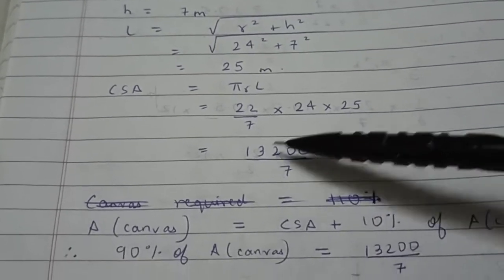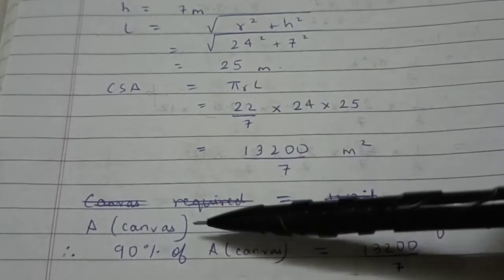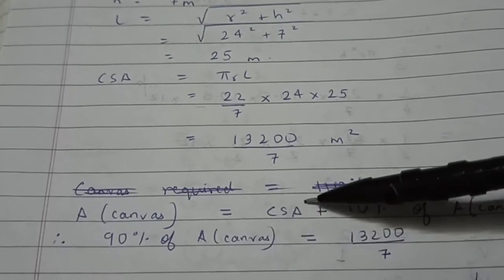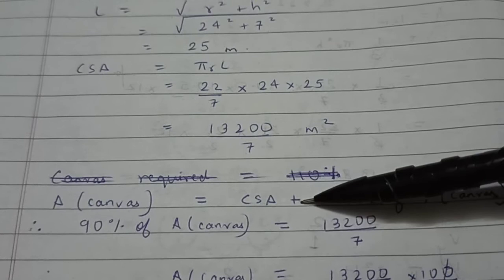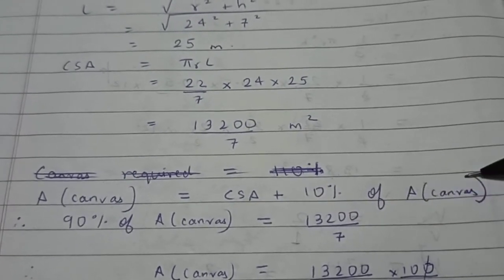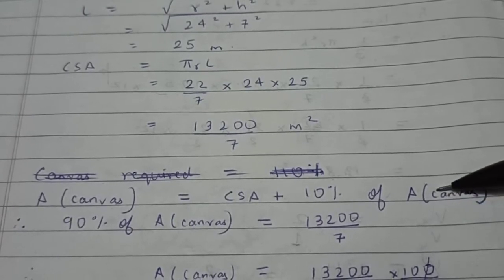Now it's mentioned that the area of the canvas that we have to purchase is equal to the CSA plus some extra cloth should be purchased, and they have mentioned it to be 10% of canvas. Now here is where you have to be very careful.